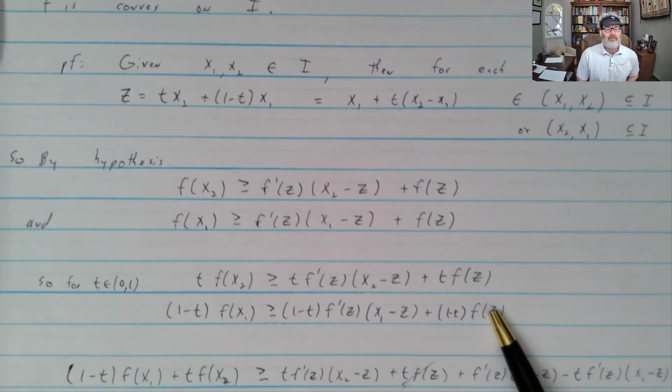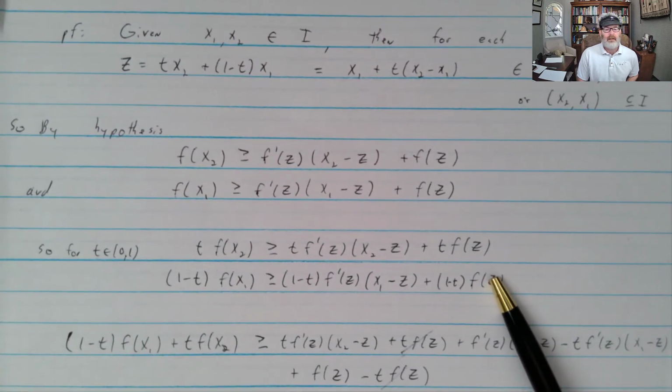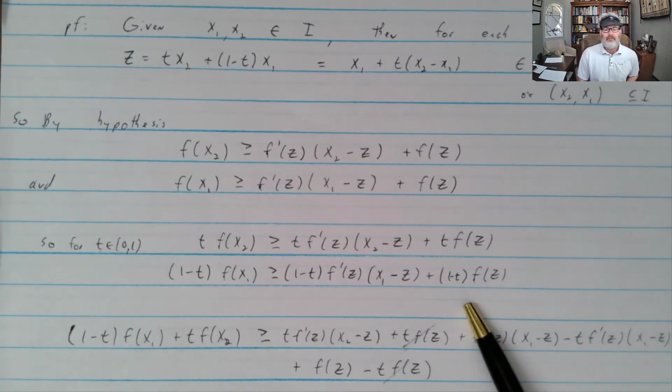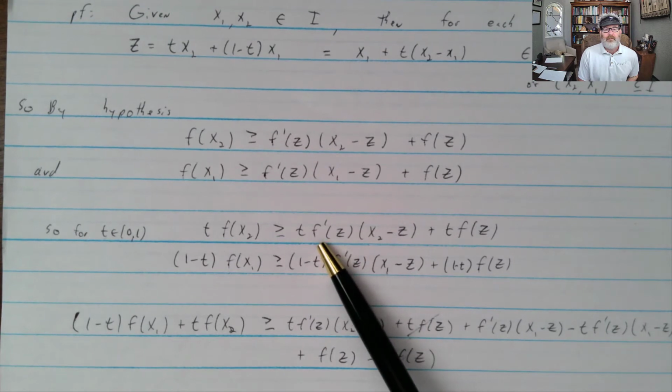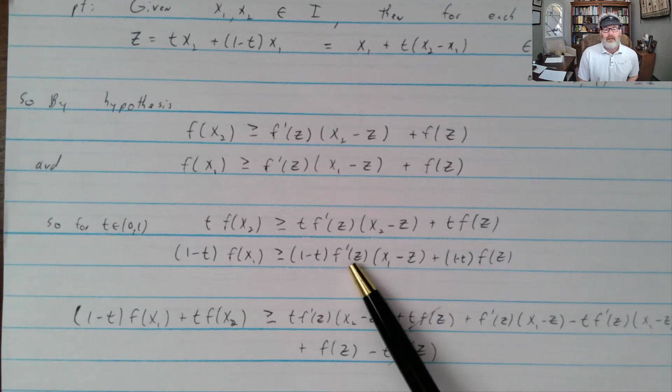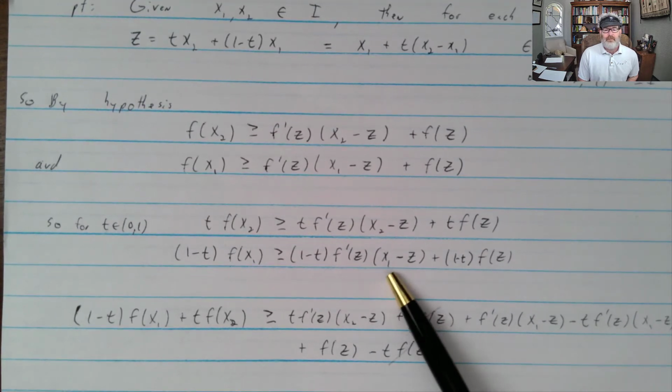So again, that's positive, won't change the inequality. And now I can add these up. So I get this is greater than or equal to the sum of these terms. So I've got this term, just rewrote it here. I've got that term, rewrote it there. I've got this, I decided to distribute.